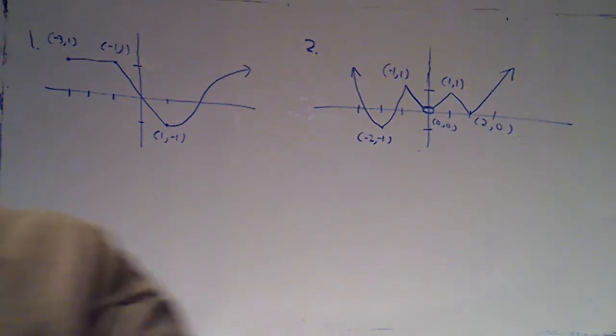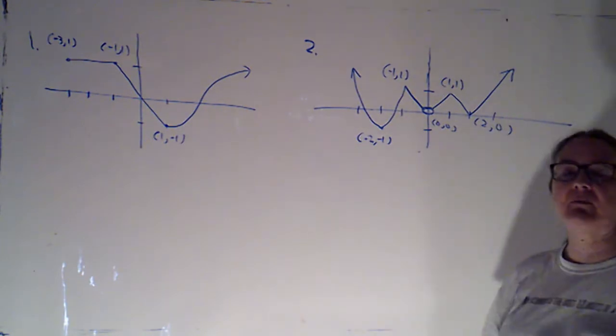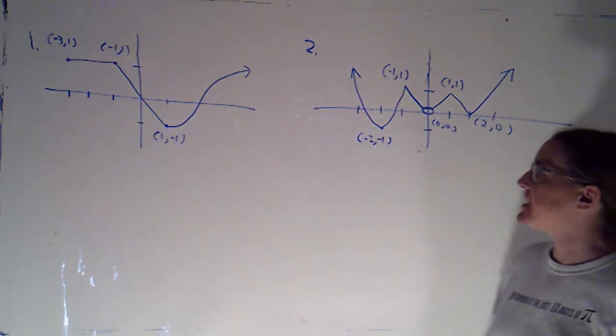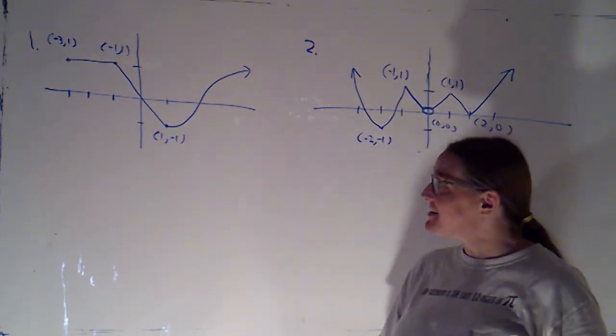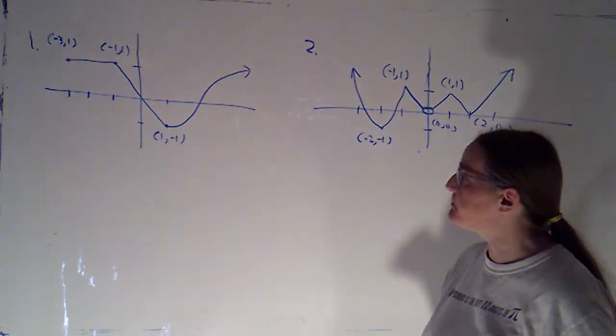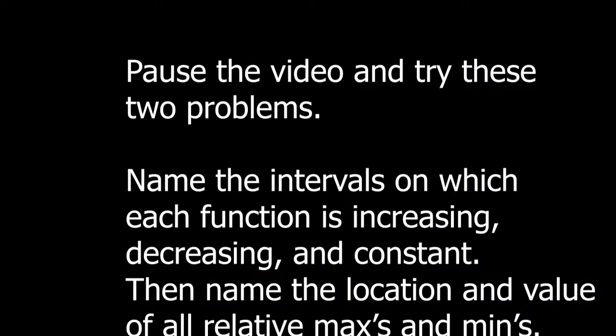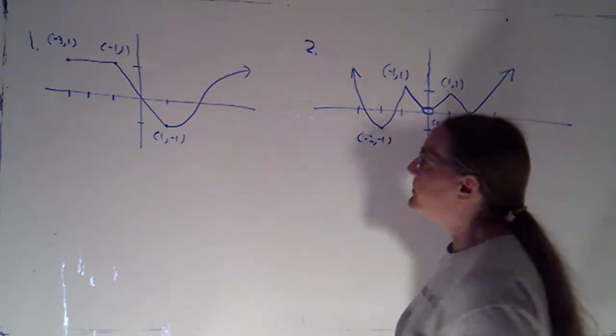All right, I've copied problems 1 and 2 on the board now. These are the last problems on the worksheet dealing with the last couple of concepts, where we're finding increasing, decreasing, constant, and then finding the location of the relative maxes and mins. So let's take a look at this first function.